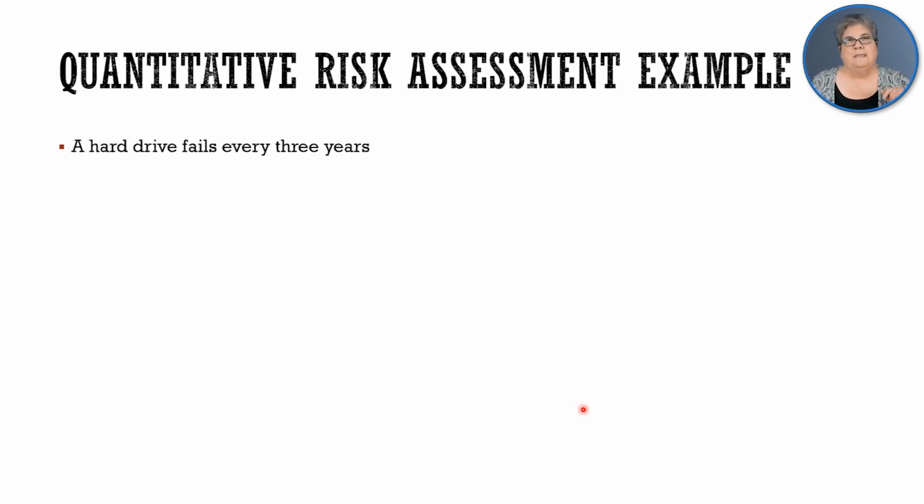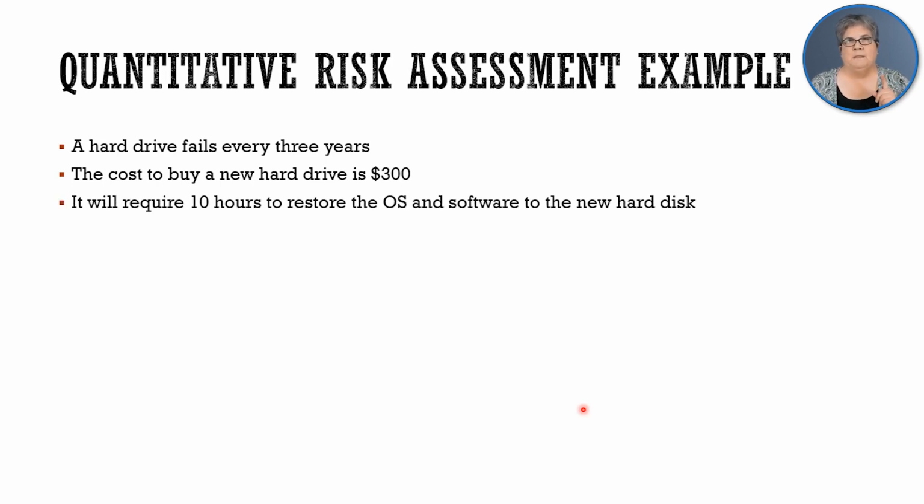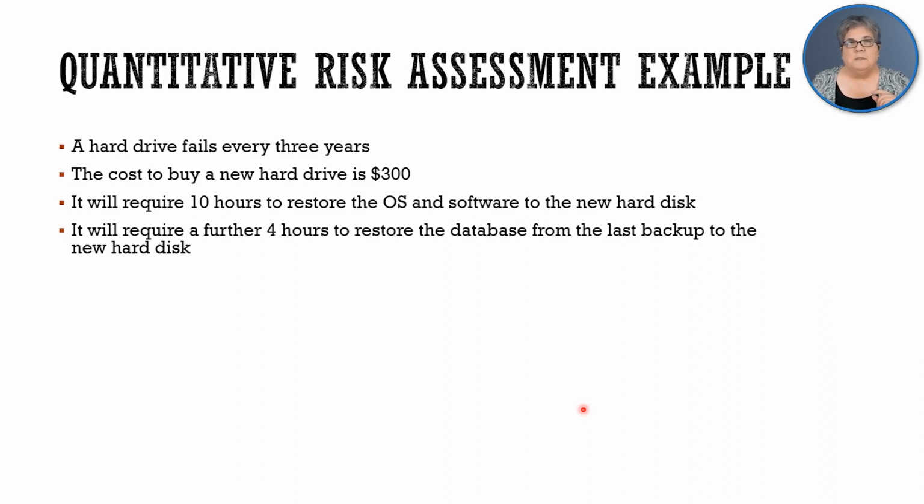So let's take a look at an example. A hard drive fails every 3 years. I hope not, but anyway, here's our example, okay? The cost to buy a new hard drive is $300. It will take 10 hours to restore the operating system and the software to a new hard disk. It will also take another 4 hours on top of those 10 hours to restore the database from the last backup to that new hard disk. In other words, 14 hours total.